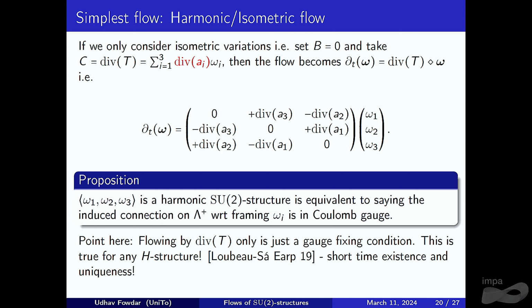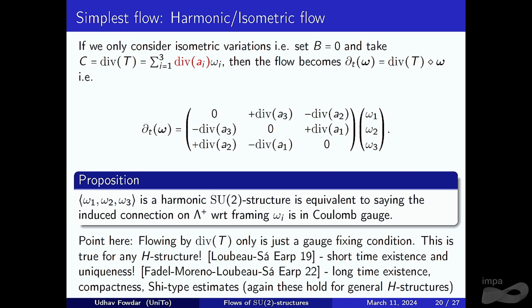And the point here is that divergence of torsion is only a gauge fixing condition, which is precisely what's going on. And the fact that this flow has short-term existence is part of the general theory that Eric Loubeau and Henrique Sá Earp developed. So they prove short-term existence and uniqueness. And together with the work of Daniel Fadel and Andrés Moreno, they prove conditions when you have long-term existence. For instance, if the torsion is small enough, you have a compactness result for these flows. You also have Shi-type estimates. And this again holds for general G-structures. This has nothing to do with SU(2). So in particular, we can get all these results from here.